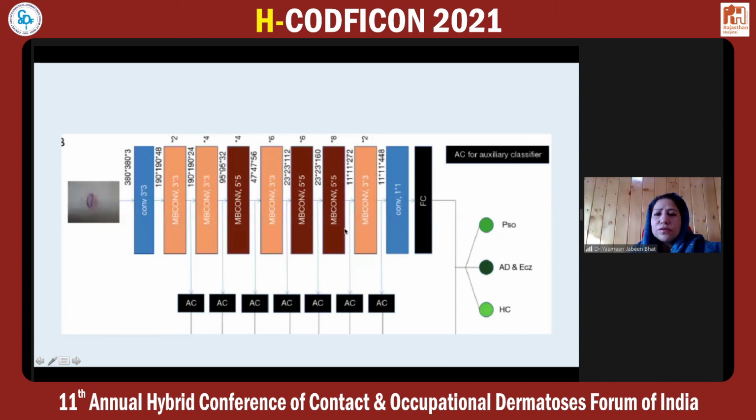This is another circuit showing that we can easily differentiate atopic dermatitis and other kinds of eczema from other inflammatory dermatoses. So it's nowadays being used, and various research is also being carried out on this. And recently, it may replace our diagnosis.